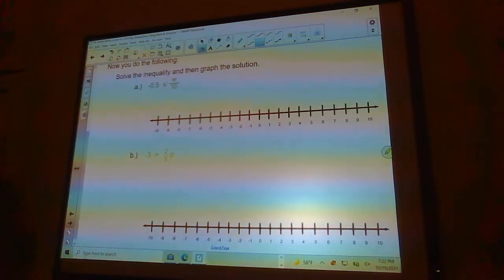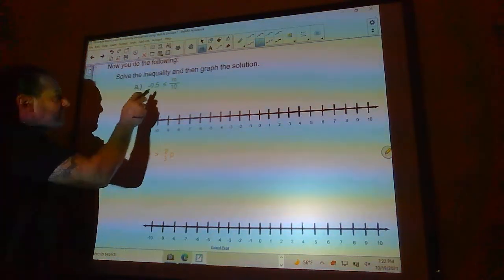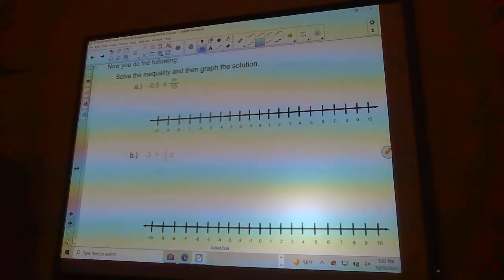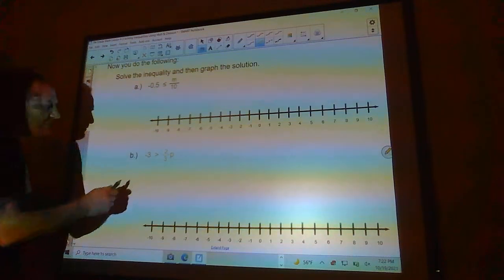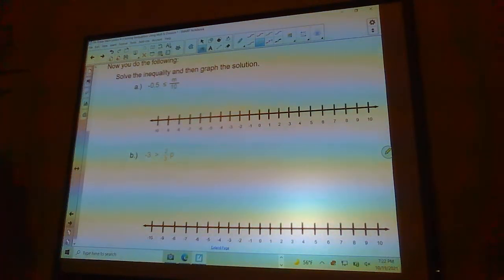So you go ahead and try these two problems, okay? Solve the inequality and then graph the solution. Negative 0.5 is less than or equal to m over 10. And negative 3 is greater than 2/3 times p. Okay, so I'll give you a couple minutes, pause the video, do those two problems, then graph them, and then jump back on here and see how you did.